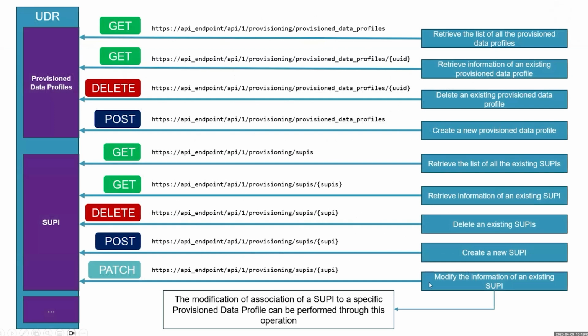This figure represents an example of the actual API that you can request. So you can make this kind of request. For example, in the provision data profile, you have all the suite of the methods allowed to a consumer to modify every aspect of this section. So you can get the list of the existing profiles. You can get information of a specific data profile. You can delete an existing profile, or you can create a new one.